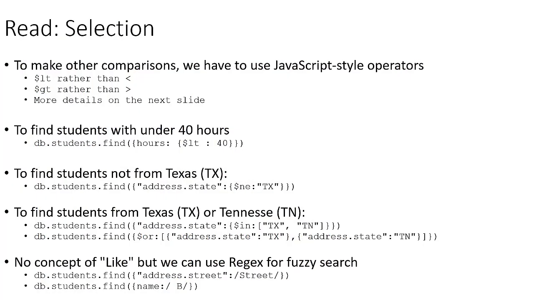Now, one thing that is a little bit complex about writing queries for MongoDB is that instead of using the comparison operators that we are used to, like the less than or greater than sign, we have to use the JavaScript style notation for these operators. So less than is $lt, greater than is $gt. On the next slide, and also in your book, there is a list of quite a few of these operators and how to interact with them. So for example, if we wanted to find all of our students that have a value for hours that is less than 40, this is the format we would use.